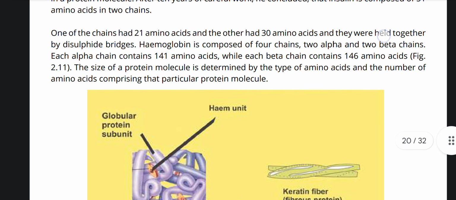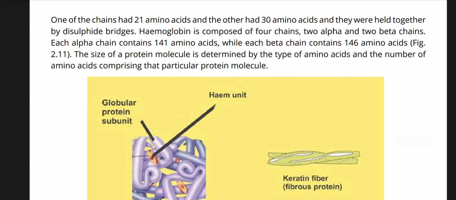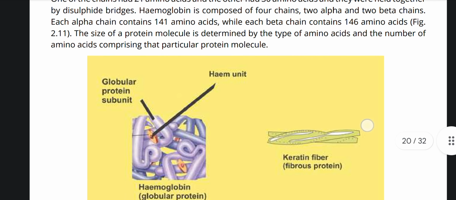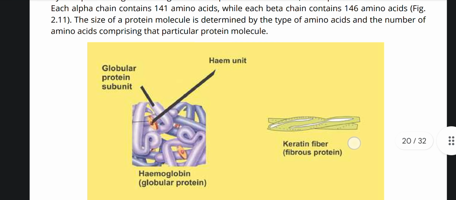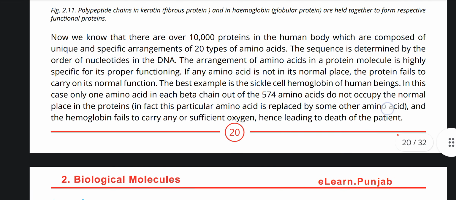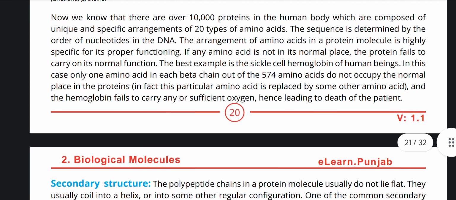Hemoglobin is composed of four chains, two alpha and two beta chains. Each alpha chain contains 141 amino acids, while each beta chain contains 146 amino acids. The size of a protein molecule is determined by the type of amino acids and the number of amino acids comprising that particular protein molecule. Now we know that there are over 10,000 proteins in the human body, which are composed of unique and specific arrangements of 20 types of amino acids.